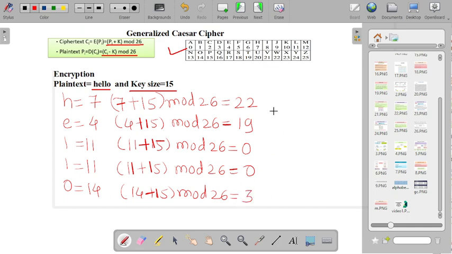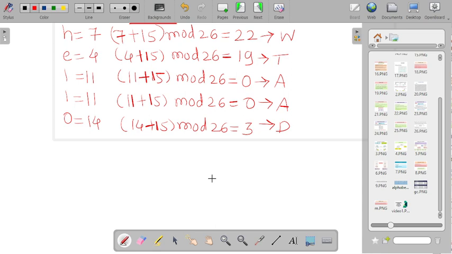So now we get the indexes of the ciphertext message. According to the indexes, we have to write down the alphabet for our ciphertext. For 22, we can write W. Then for 19, we can write T. For 0, we can write A. And for 3, we can write D. So for the plain text message hello, we got our ciphertext, that is WTAAD.